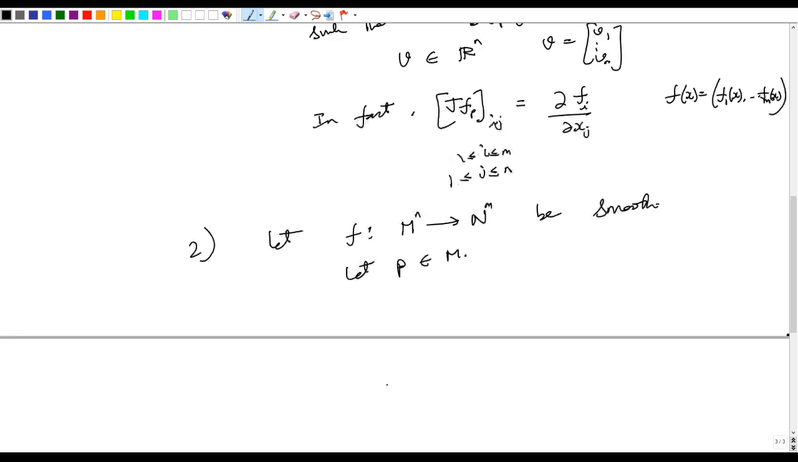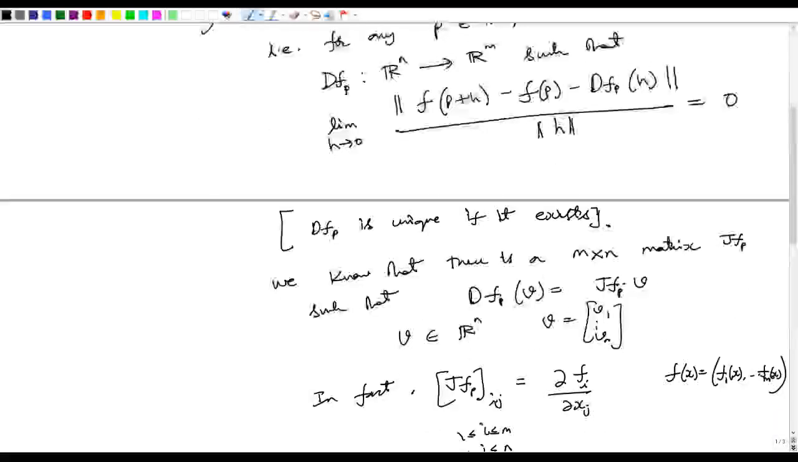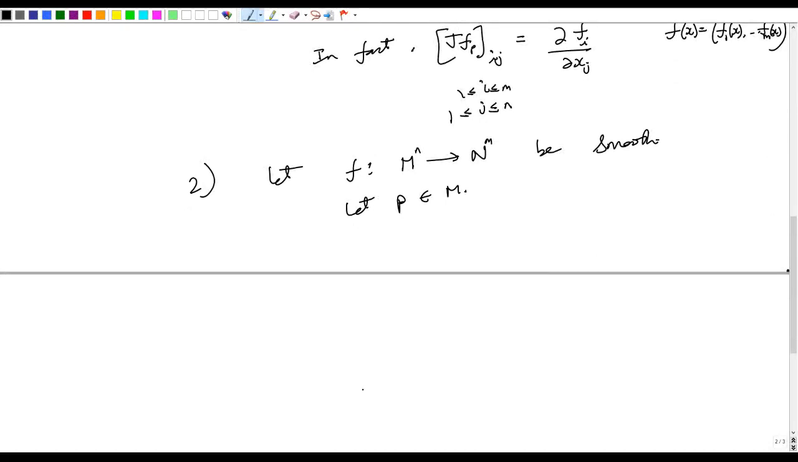Now, the first thing is that in the Euclidean case, the derivative was a linear map between the same two Euclidean spaces, R^n and R^m. Here, however, the derivative, which I now denote with a small d, df_p will be a linear map between the tangent space T_pM to the tangent space at f(p) of N.